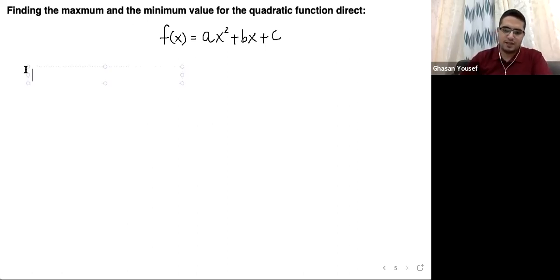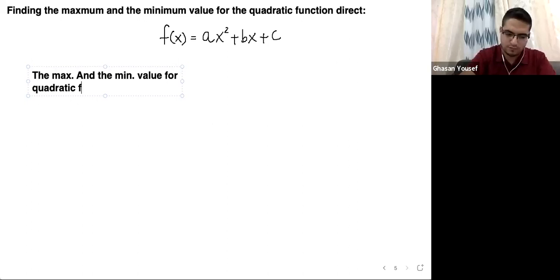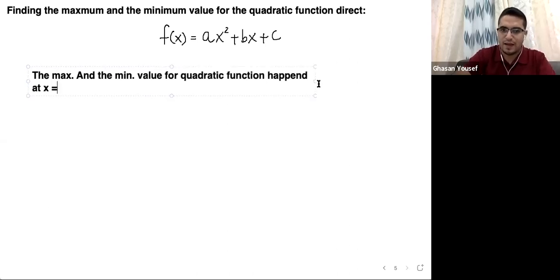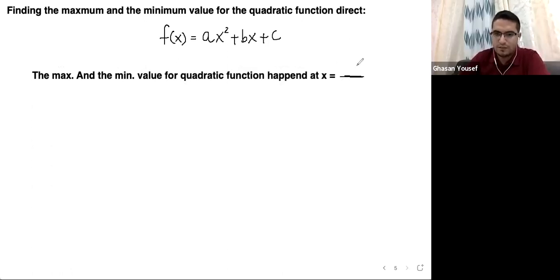So here I can say that the maximum and the minimum value for a quadratic function always happens at x equals minus b over 2a. Here, minus b over 2a. It always happens at this point.